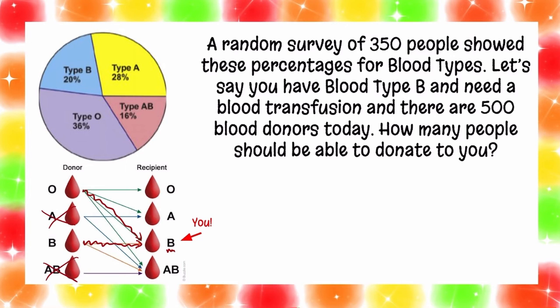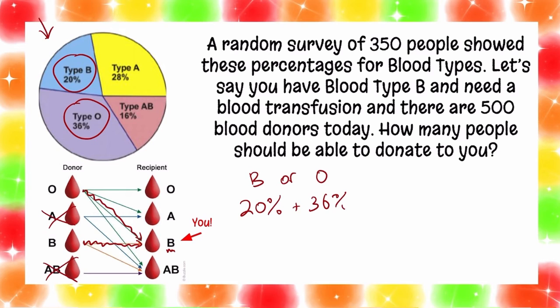So let's look at the pie chart. What's the total percentage of O and B that you can get blood from? So you can get from that 20% and that 36%. Because you can get from type B or O, I'm going to add my 20% plus my 36%. And what percent of donors is total? If we add 20 plus 36, we get 56%.